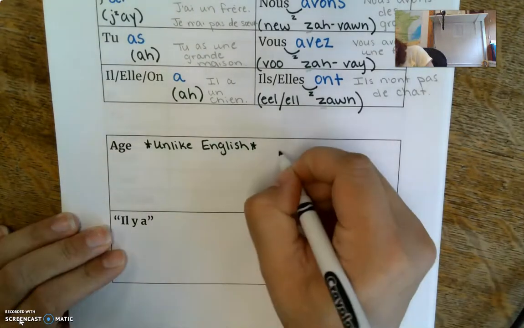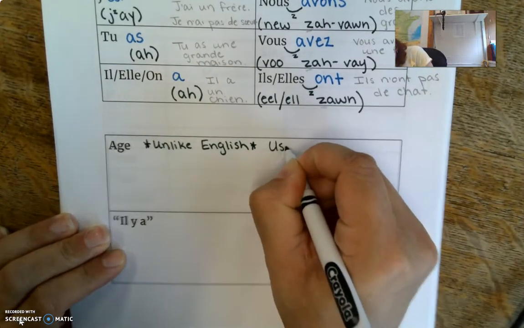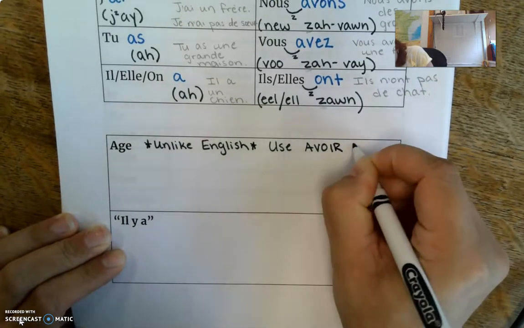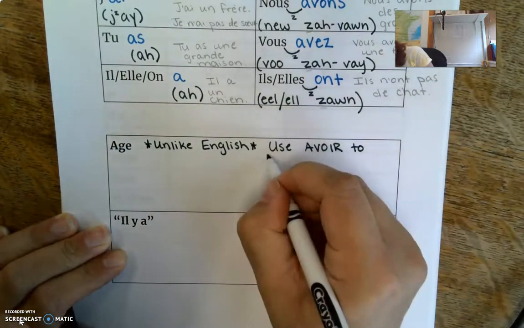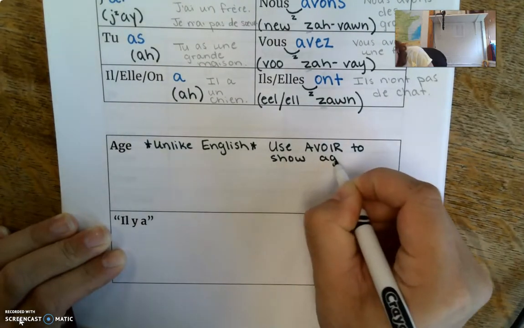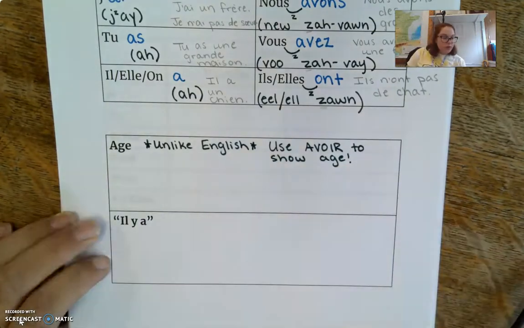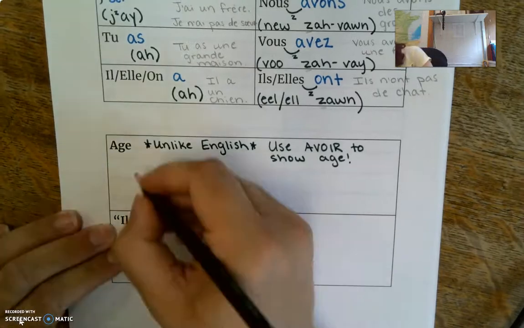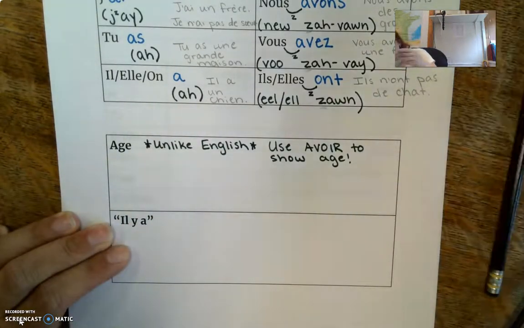So I'm going to use the verb avoir to show age. So when we see this as a question, we're going to see something like this. I'm going to write this in pencil and kind of show you the important question we're going to highlight there. You might see the question, I'll use this one, it's a little better.